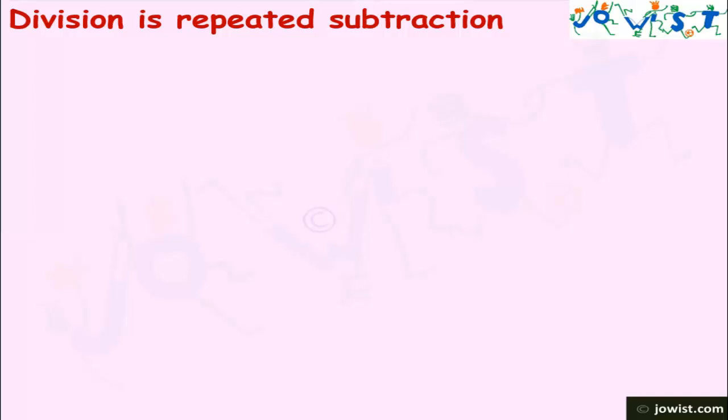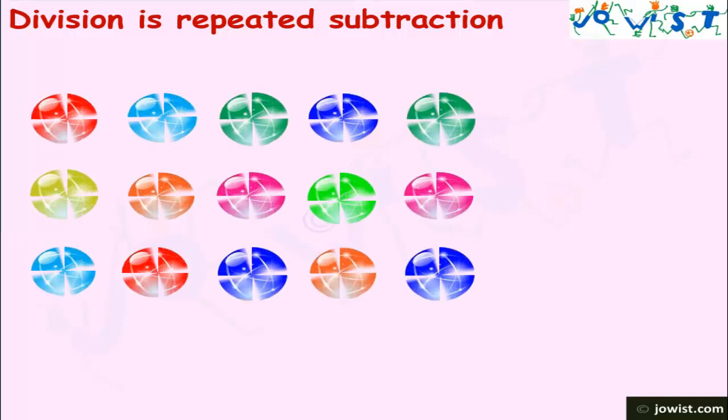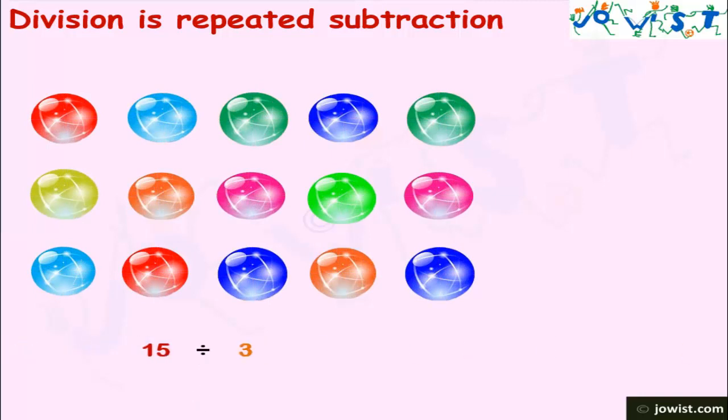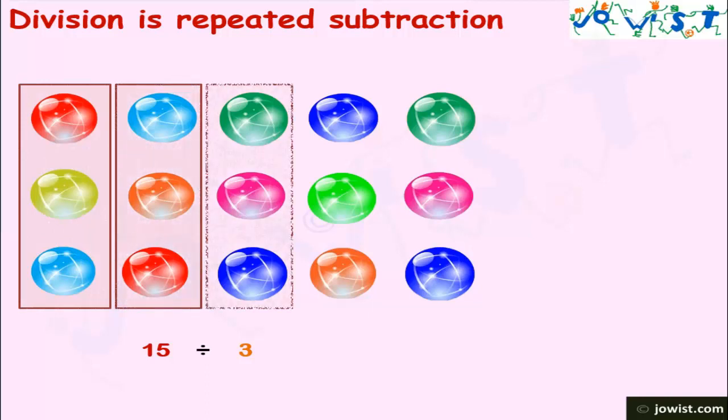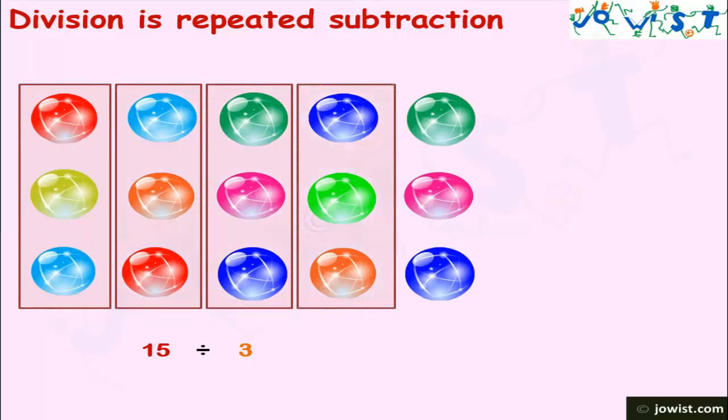Let's understand it with the help of an example. Here we have 15 marbles and we need to divide them by 3. So as we have seen earlier, we have to make as many groups of 3 marbles as possible. It means how many times we can take 3 marbles away from 15 marbles. Let's make the groups of 3 marbles. We have 1, 2, 3, 4 and 5 groups. We have 5 groups of marbles.